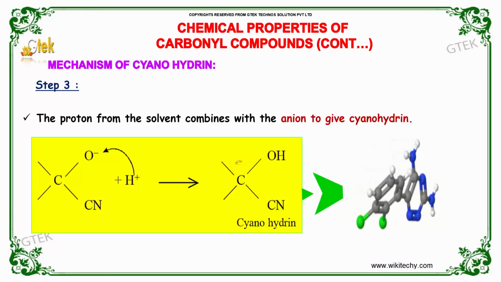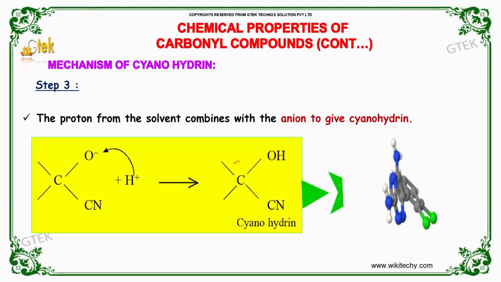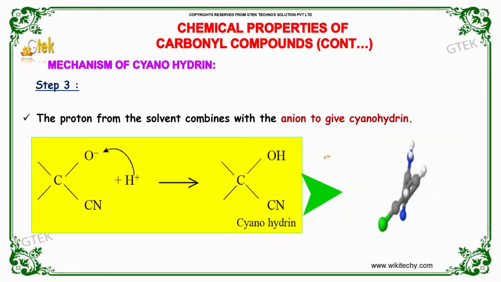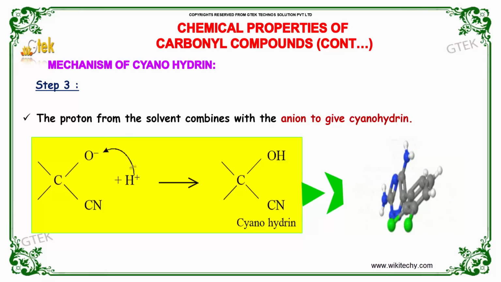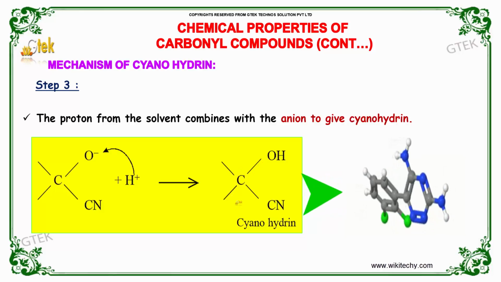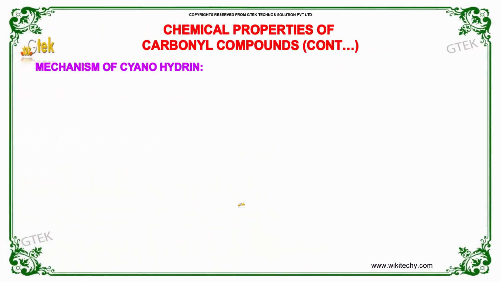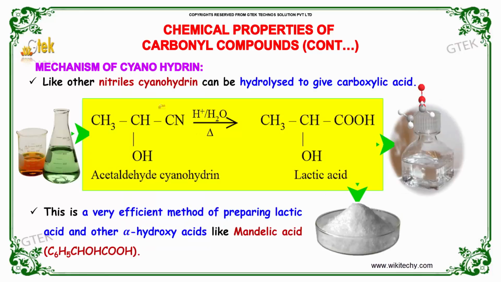Step 3 involves the proton from the solvent combining with the anion to give cyanohydrin. The H+ here reacts with the O- here to form an OH bond, resulting in the formation of cyanohydrin. Like other nitriles, cyanohydrin can be hydrolyzed to give carboxylic acid. When acetaldehyde cyanohydrin is made to react with water and heated, it produces lactic acid. This is a very efficient method of preparing lactic acid and other alpha hydroxy acids like mandelic acid.